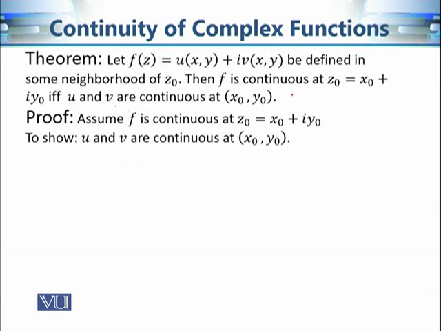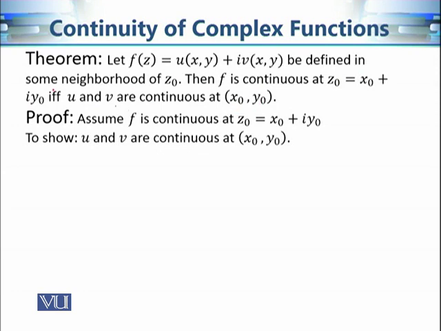Now let's start with the first observation. It says that if we have a function given in the real and imaginary parts, so u of x y plus i v of x y, and it is defined in some neighborhood of z0, then f is continuous at z0, given as x0 plus i y0, if and only if u and v are continuous at x0 y0.